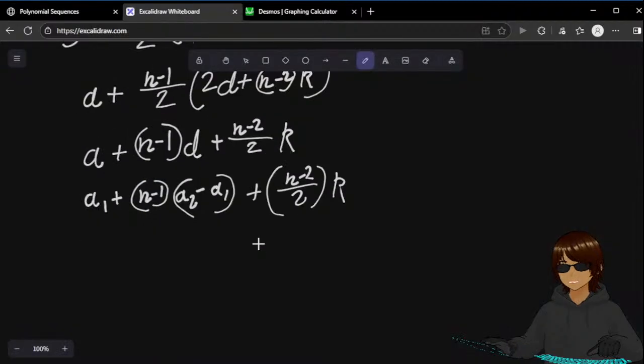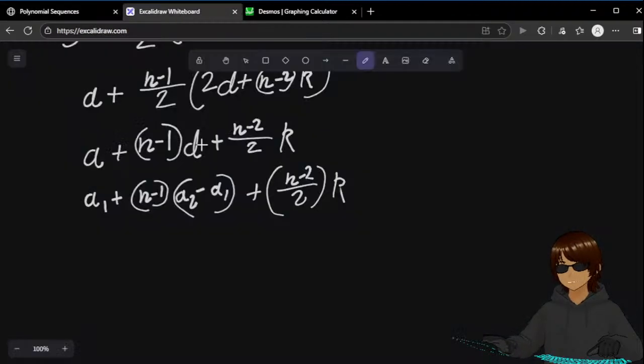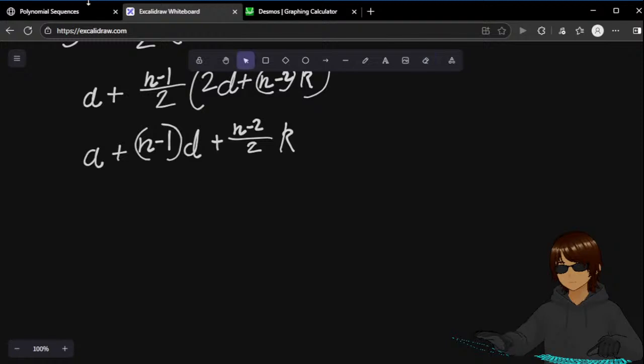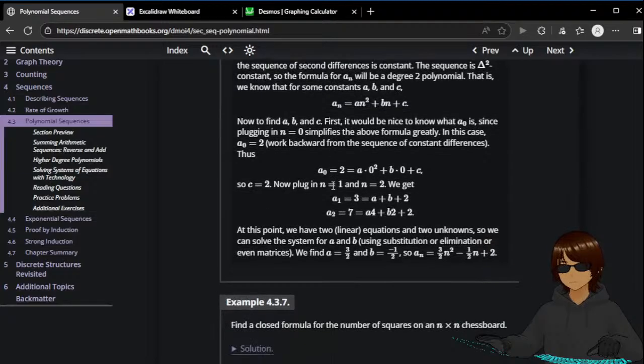Assume A1 is 3. So we plug in 3 here. 7 minus 3 is 4. So the first difference is 4. We plug in 4 here. Fourteen minus 7 is 7. 7 minus 4 is 3. Plug in 3 over here. 3 over 2 n square.